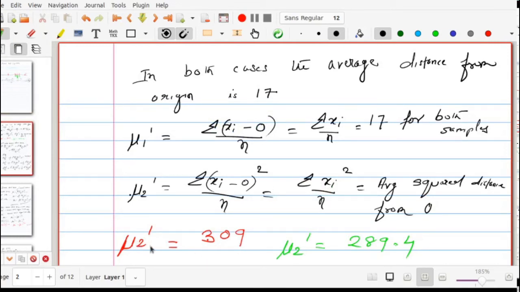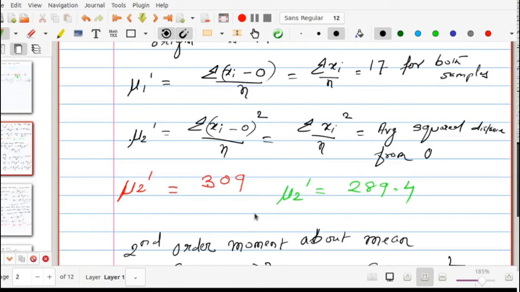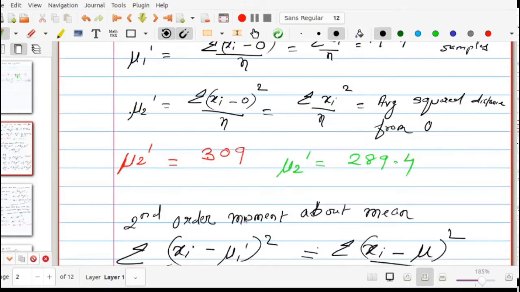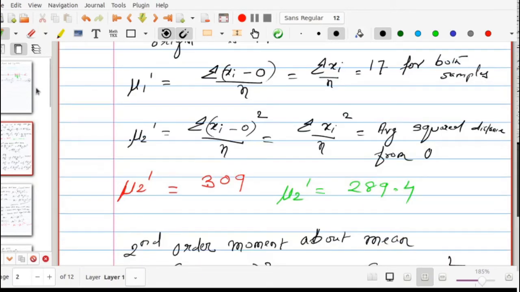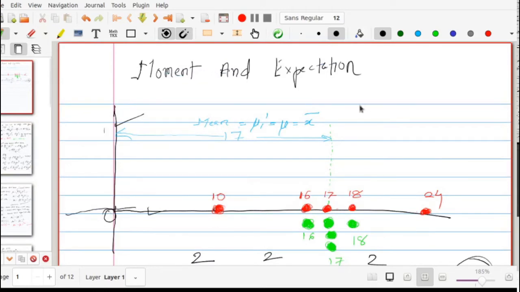In the second order moment, we see that the second order moment about the origin for the red balls is 309, whereas for the green it is 289. So the variation in the red ball is more. So this is just a very simple example. And the second order moment, in this case, what we have calculated is about the origin. But what if we calculate about the mean of the sample? The mean is 17 here. So if we calculate about the mean, the deviation about the mean, or deviation from the mean, then the moment is referred to as moment about the mean, and deviation is from the mean.